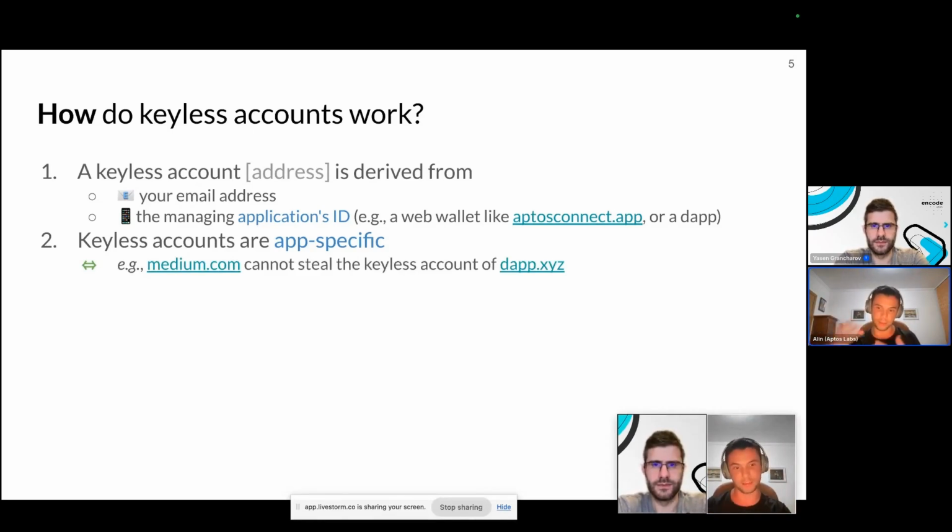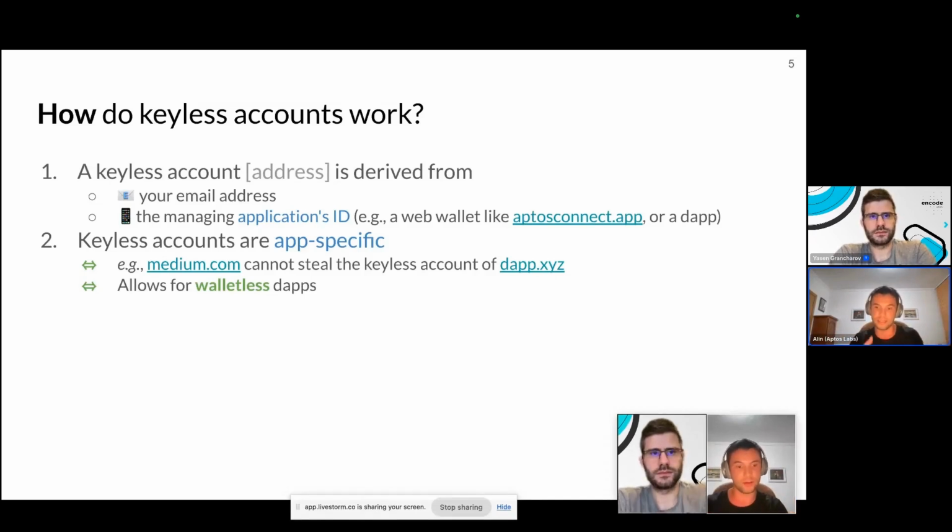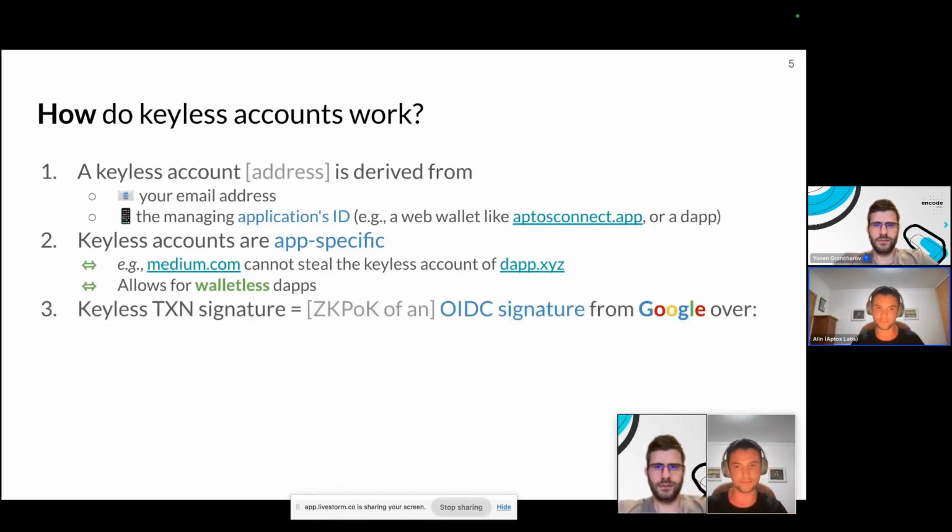And in this last mode, I'm going to call this the walletless mode. What's really important is that if you start a keyless account on medium.com, let's say medium.com had a cryptocurrency feature where you could tip writers, then medium.com cannot do anything to steal the keyless account for some other website like uniswap.com, right? So these accounts are very well domain separated. That's what I mean by they are app specific. And this is what actually allows for this walletless flow that is promptless. Right, so the DApp owns your account, so it can do whatever it wants to it, but only to it, not to other DApps' accounts.